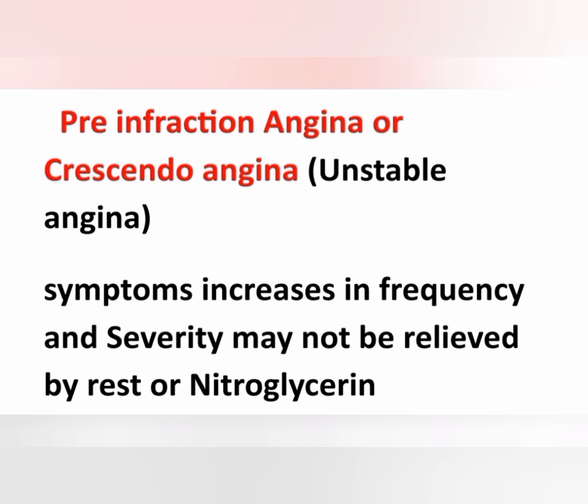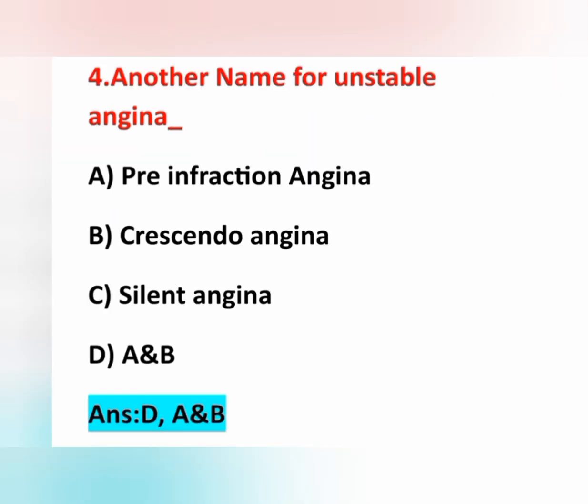In this type of angina, the symptoms increase in frequency and severity. The chest pain increases in frequency and severity and may not be relieved by taking rest or nitroglycerin. But in stable angina, if the patient takes rest or nitroglycerin, the symptoms may be relieved. In unstable angina, it is not relieved by nitroglycerin or rest. Here our correct answer is option A and B.